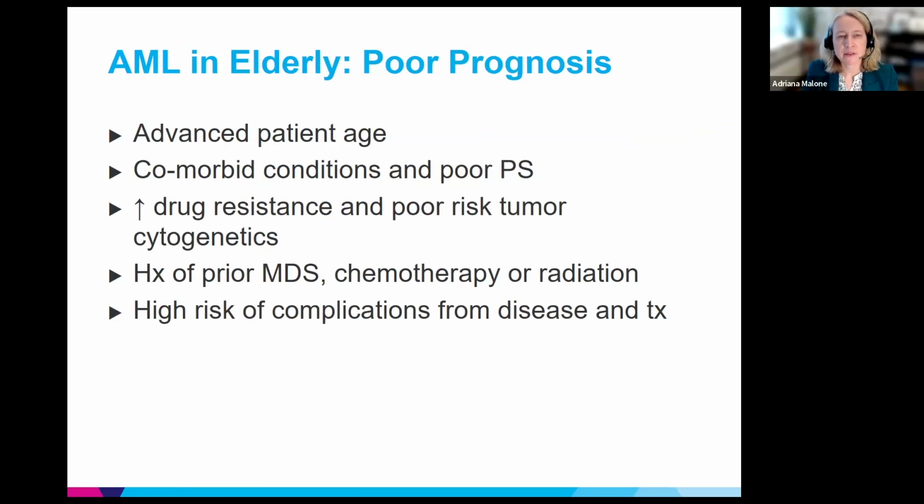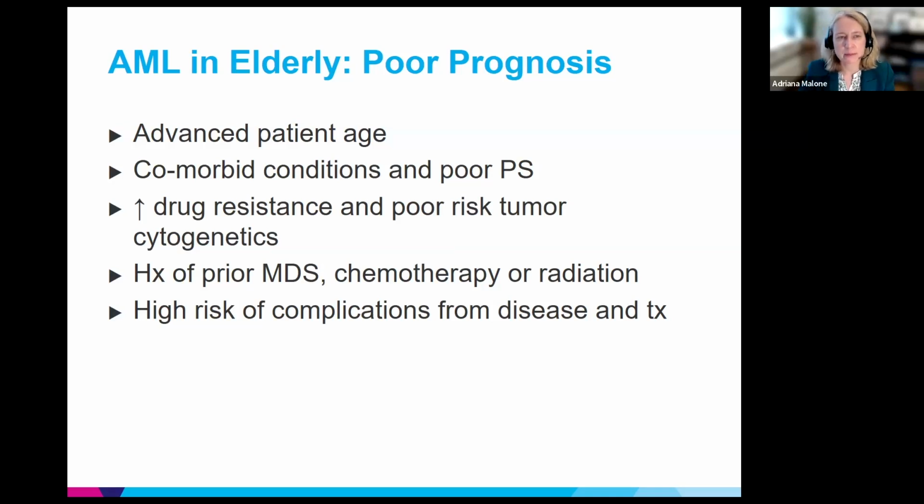And so AML in the elderly is a very poor prognosis disease, and this is associated with the advanced patient age at presentation, and given that, the associated comorbid conditions and often poor performance status. But the biology of this disease is different than in younger patients. Here we see a higher risk of drug resistance, as well as a higher incidence of poor risk tumor cytogenetics. Patients also have a history of prior MDS, chemotherapy, or radiation, as well as a high risk of complications from disease and treatment.